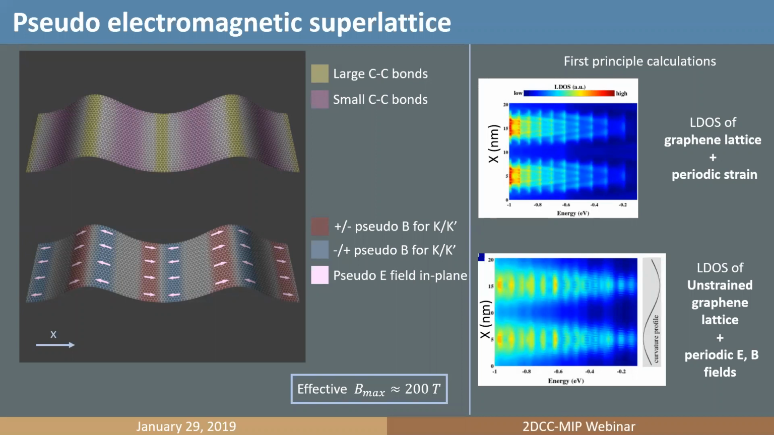And so this is the density of states of a graphene lattice under periodic strain, like here. In here, they don't put the periodic strain, but instead they put an electric and magnetic field profile like this. And it also creates the equally spaced electric and magnetic fields. And the effective magnetic fields that they see can be as high as 200 Tesla.